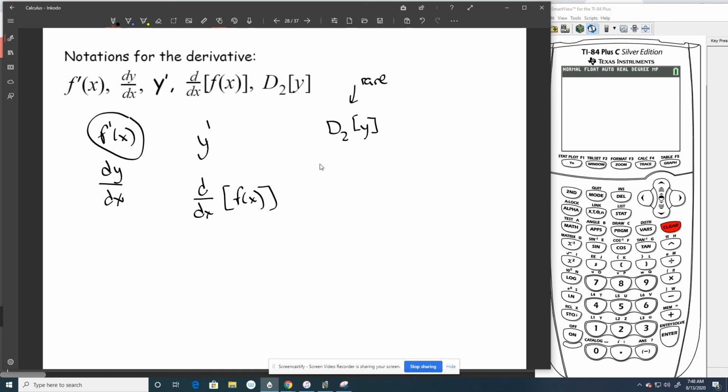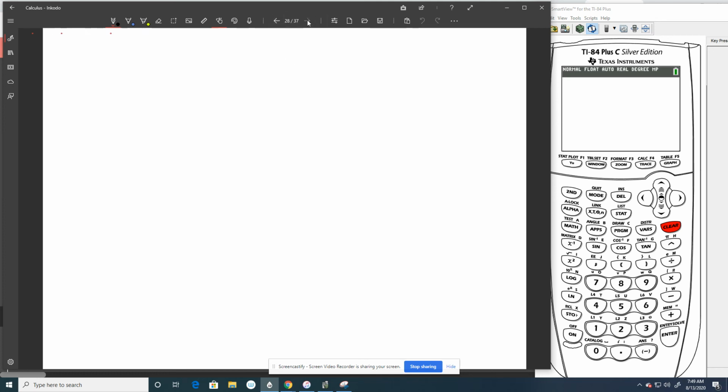You are going to see f prime of x a lot. You are going to see dy dx a lot. y prime, these two are going to come up a little bit as well. But these two on the left, those are the ones that you are going to see the most this year. But be familiar with them all. They all mean the same thing. And that just is, use that limit formula as h goes to 0 of f of x plus h minus f of x over h. All of these mean find that limit to find the derivative, okay? So let's do some more examples.